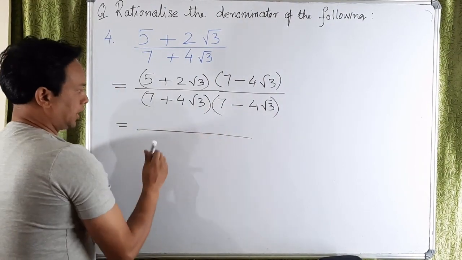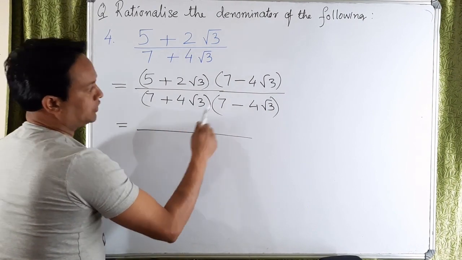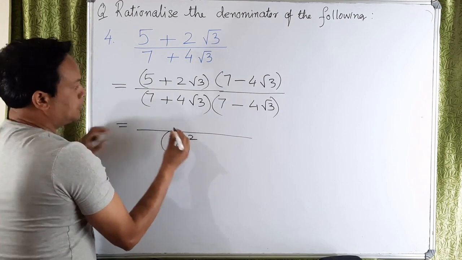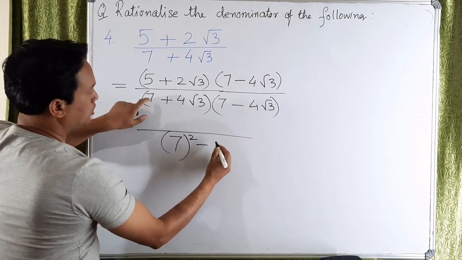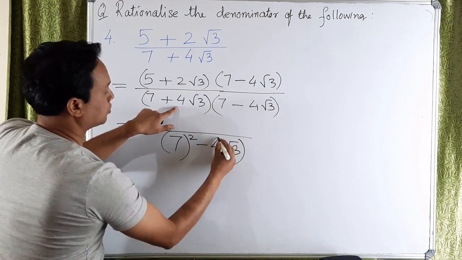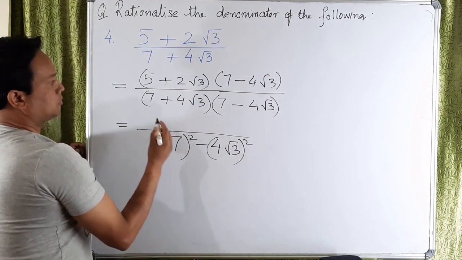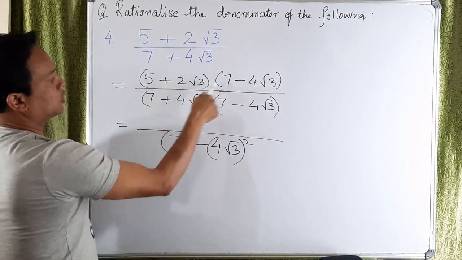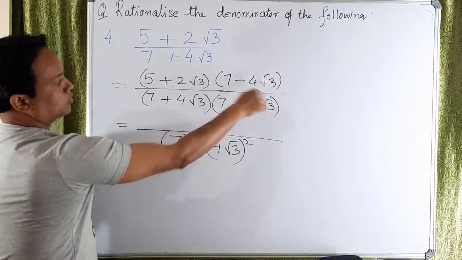Start from the denominator again. The denominator in every sum will be a plus b, a minus b, which is a square minus b square. A means the first number. B means the second number. Second number here is 4 root 3, squared. So a square minus b square. And in the numerator, as you can see, these are not the same. So what you have to do, we have to multiply them.